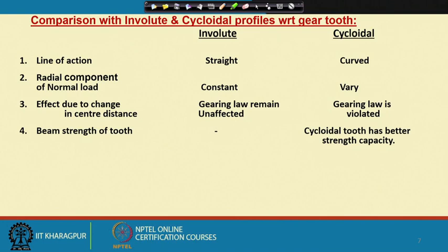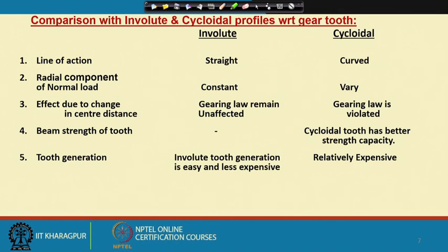Now, if we consider the beam strength, the cycloidal tooth has better strength capacity. From the geometry it can be proved that for more or less the same size of teeth, the cycloidal tooth will have better strength, whereas in case of involute tooth the strength will be less. Now, involute tooth generation is easy and less expensive, and definitely cycloidal tooth generation will be relatively expensive.